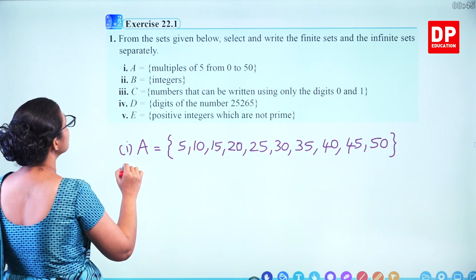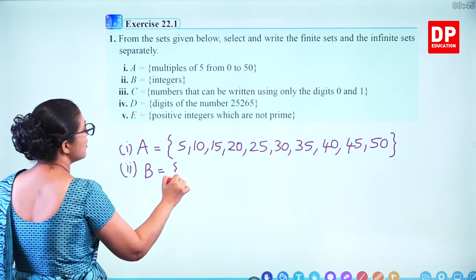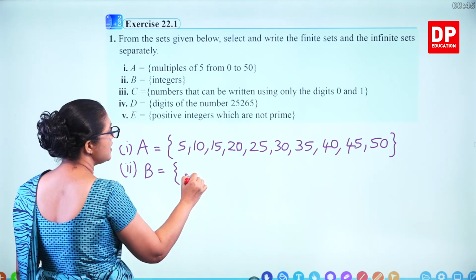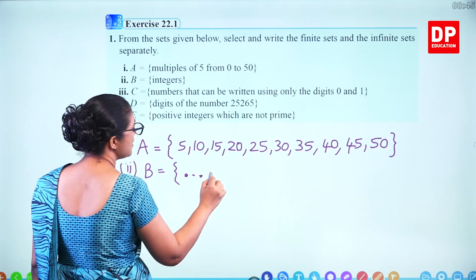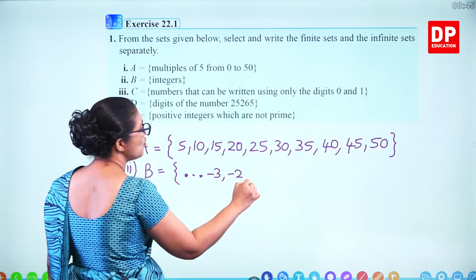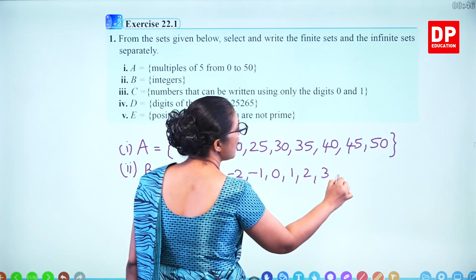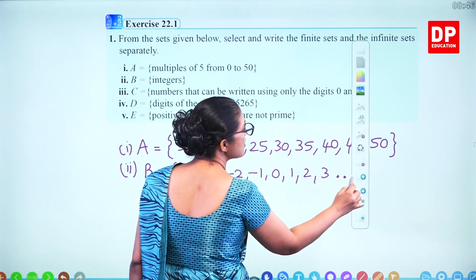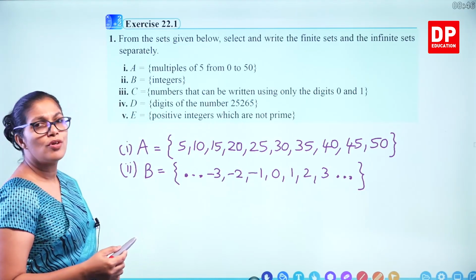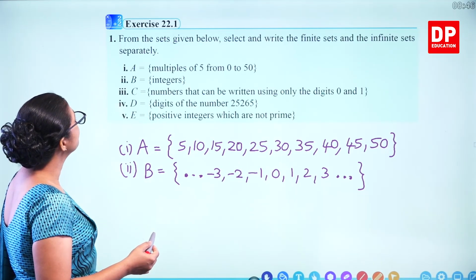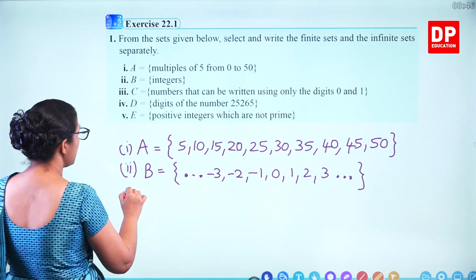B, integers. Here we can write any integer, negative integers on this side. We write some of the integers: -3, -2, -1, 0, 1, 2, 3. You can put dots here because we can't write all the positive integers either. So that's an infinite one.